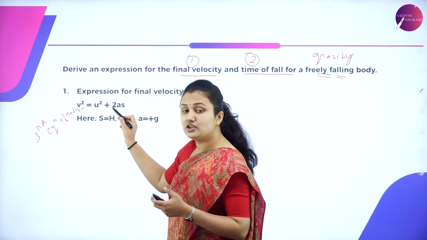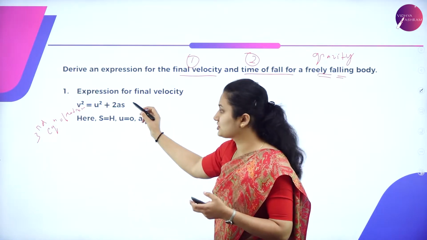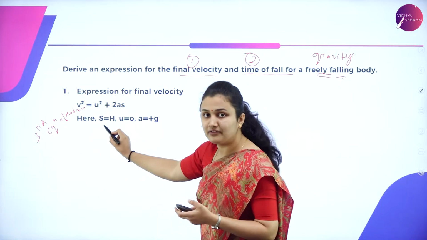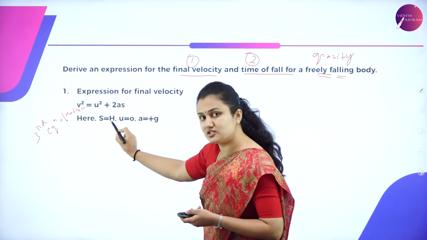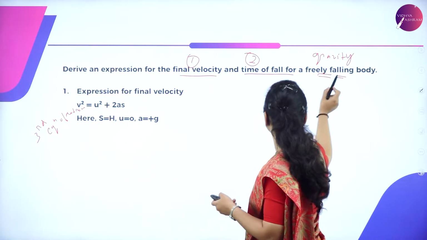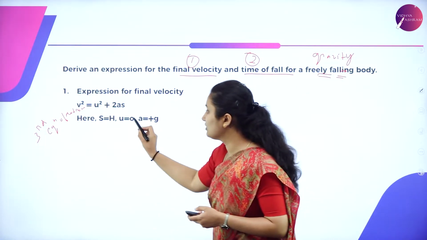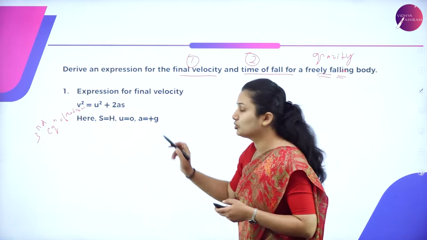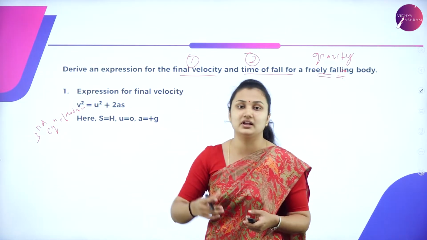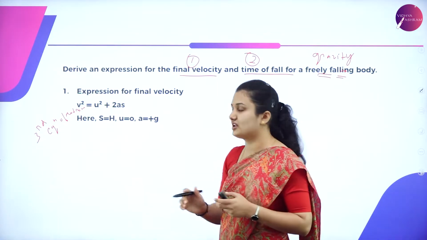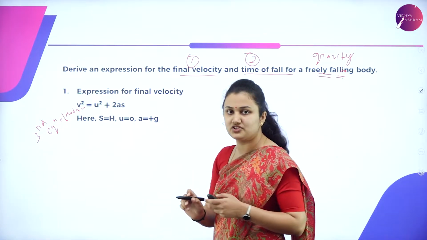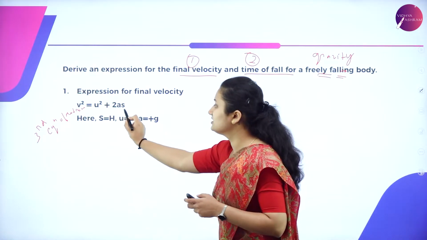So my equations of linear motion change to gravitational, under the influence of gravity. That means S is replaced by h, and since it is a freely falling body, u is equal to 0 and a is equal to plus g, because it's freely falling. I am not throwing it vertically upward. They are not in opposite directions. So a is equal to plus g. Substitute this in this equation.